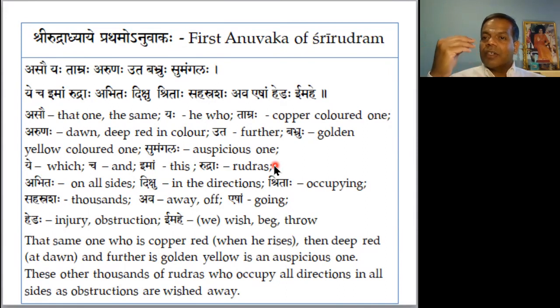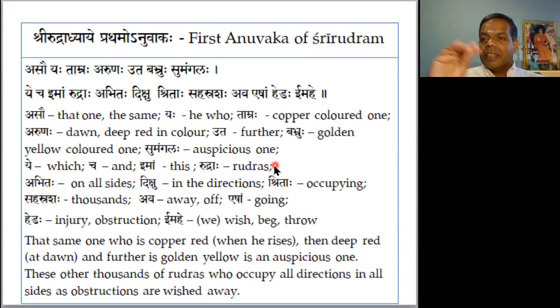See, most of the Vedic prayers are addressed to the sun, the rising sun. So they see the Tamra Varna, you can see the sun rising. That is Tamra, one who is removing the darkness. Aruna means at dawn it is very deep red in color, he is just rising. Uta, then Babru, then he becomes golden yellow, the sun's color. You look at the sun, he's golden yellow after he rises, a young sun.